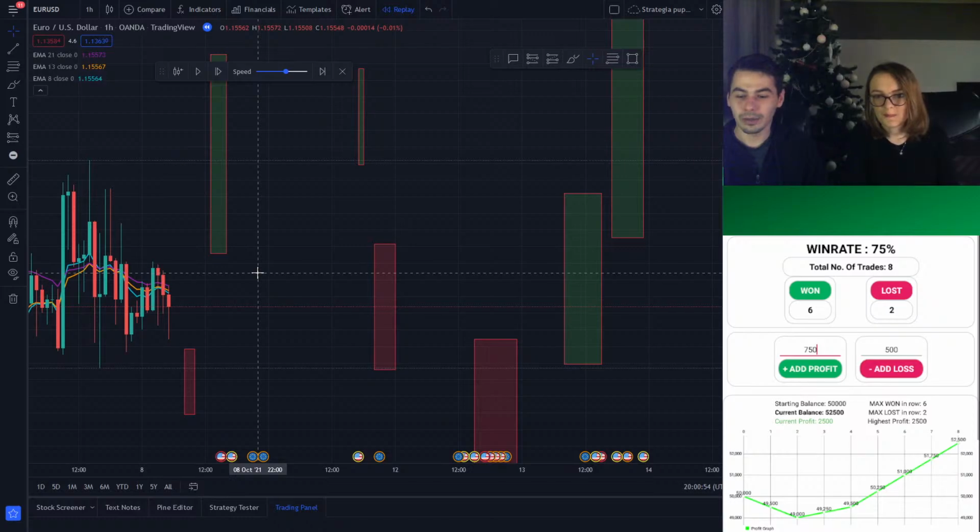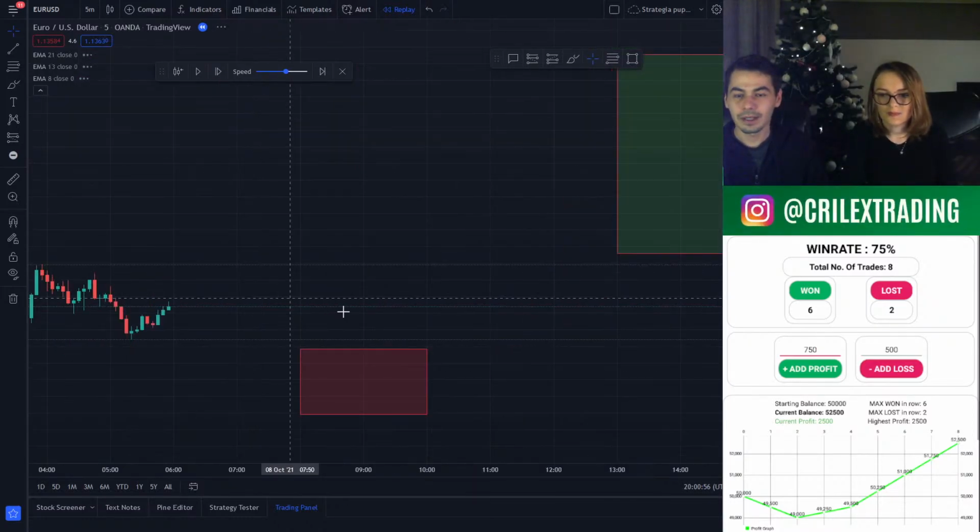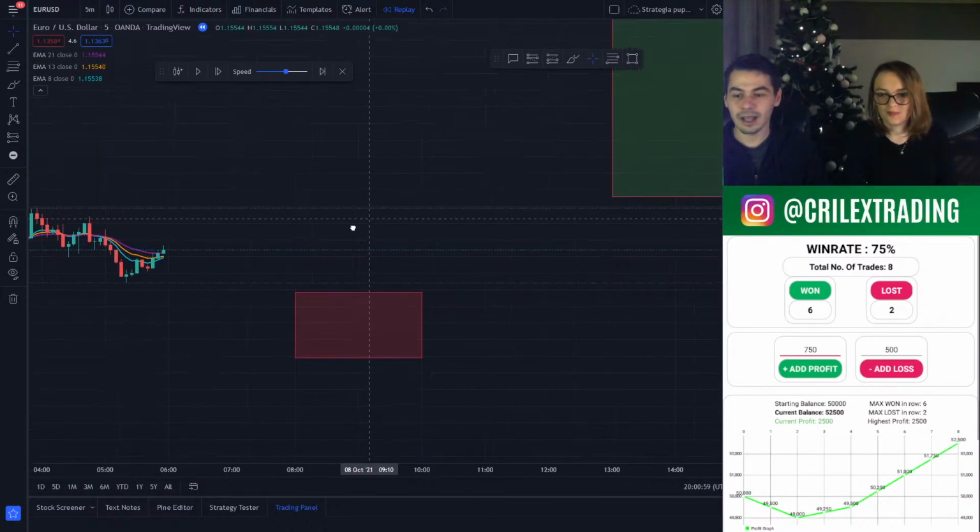Okay, and now we are shifting to the 5-minute time frame. We are getting close to this sell area here.